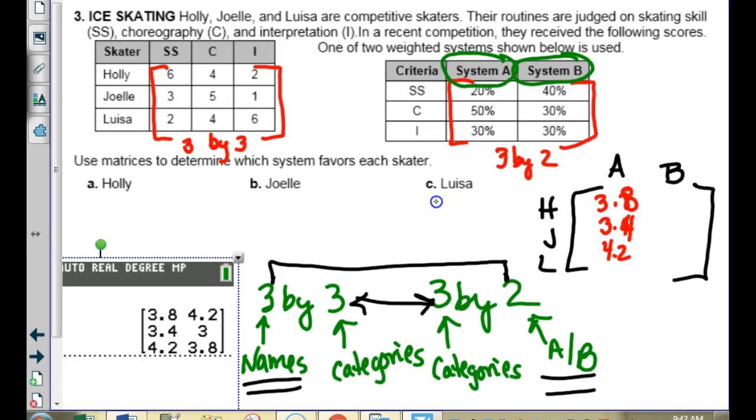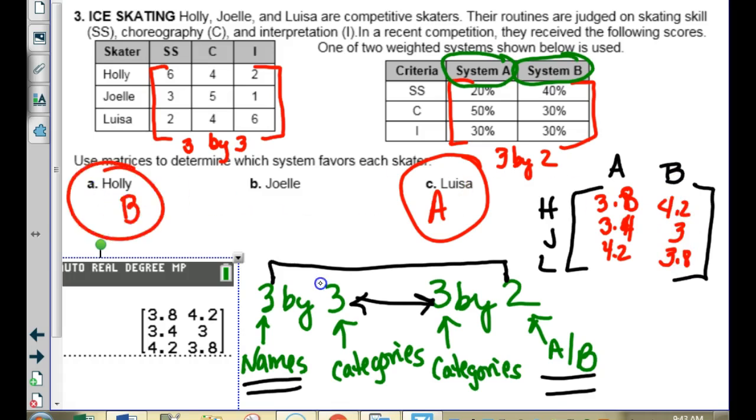Okay, so Louisa would definitely favor A, right? All right, B was 4.2, 3, and 3.8. So who favors B? Yeah, Holly would win under B. Okay. Joelle didn't win under either one, but she was closer under A.